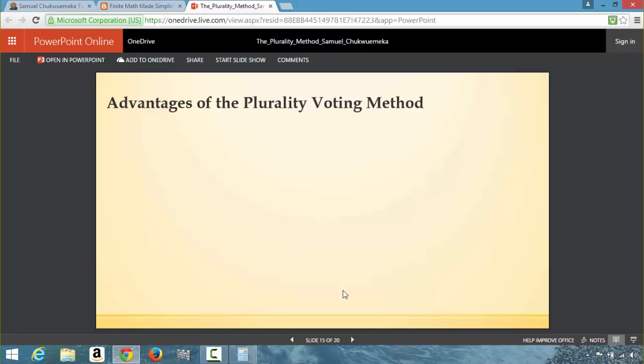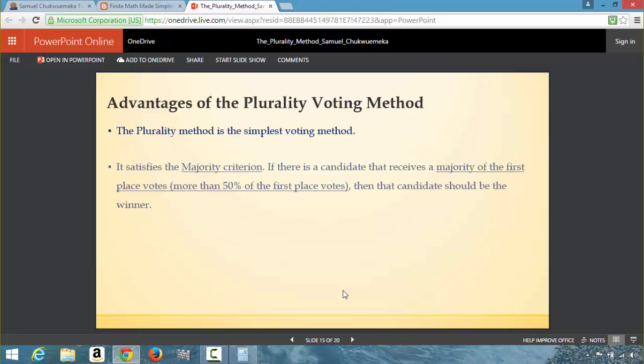Now let us discuss the advantages of the plurality voting method. It is the simplest voting method. It's used by several states, including the state of Maine. The state of Maine uses the plurality voting method, and some other states, counties, and cities.